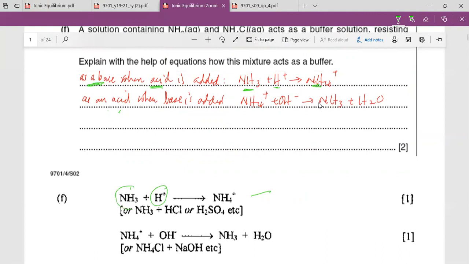The base from the buffer is here. When the alkali is added, this is the acid. This is the acid. This is a salt, isn't it? This is from the salt. This is from the base. See? Okay, 1 mark each.